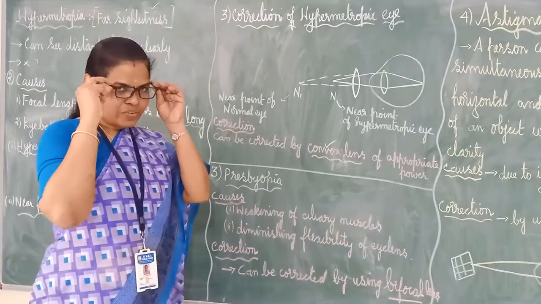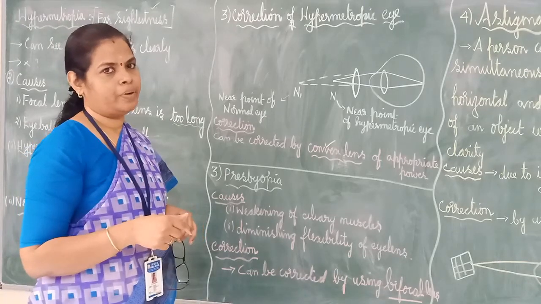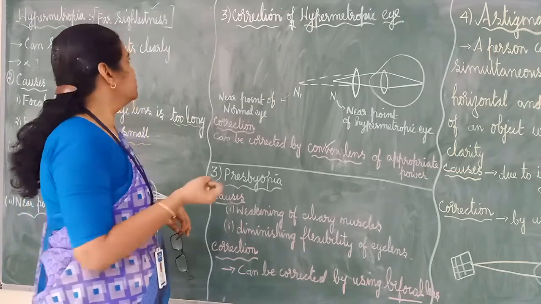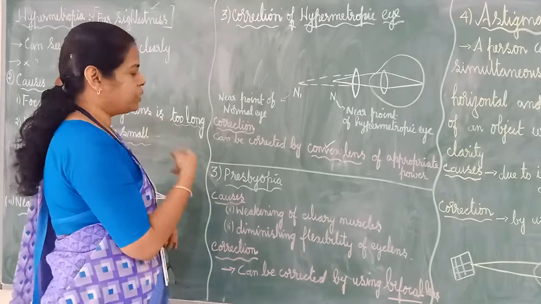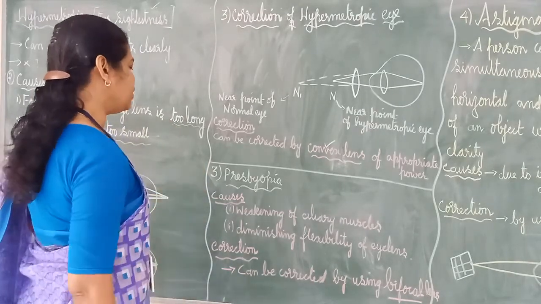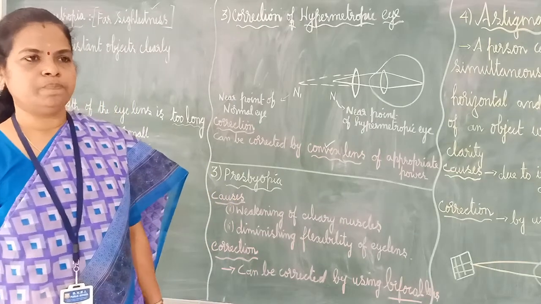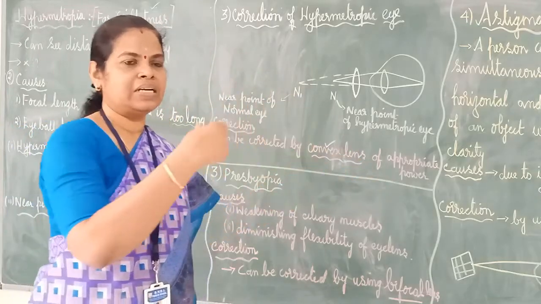The next two defects we are studying are presbyopia and astigmatism. We have studied myopia; it is for small children. This is hypermetropia; people above 40 will get this. And presbyopia, what does presbyopia mean? It is similar to hypermetropia, but they will have both. They can't see far, they can't see near.